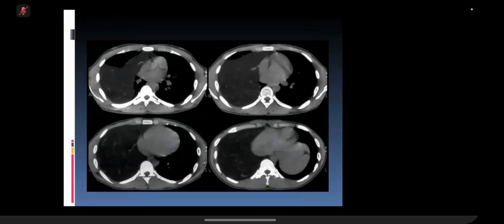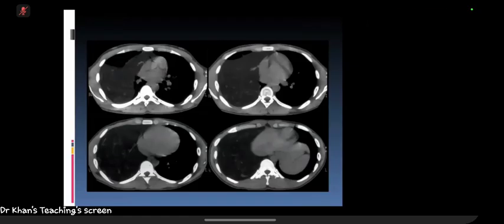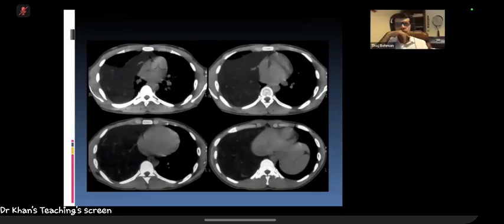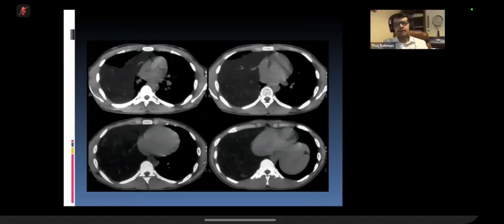So in the CT, there's a low attenuation mass taking up the majority of the right lung, with some vessels passing through it. There isn't any associated bony changes. In my routine practice, I would measure the Hounsfield unit because it looks like it is of fatty density. It is fatty density.